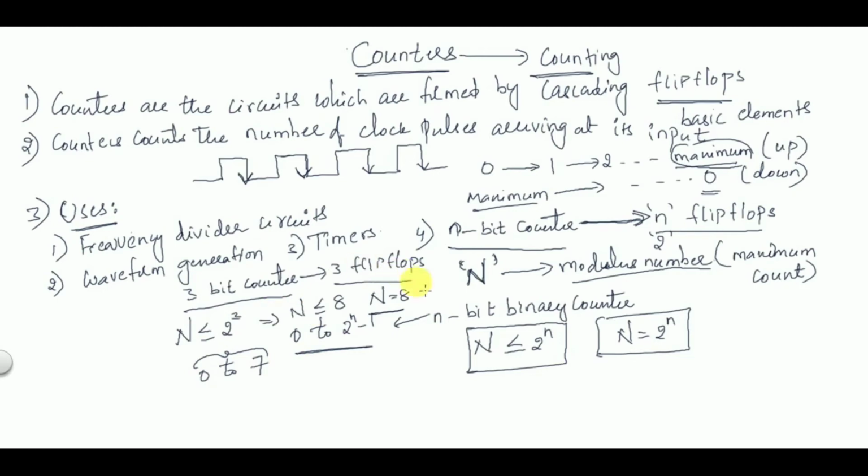So this is the concept here. An n-bit counter consists of n flip-flops, and the maximum modulus number should always be less than or equal to 2 power n. In that case, it counts from 0 to 2 power n minus 1. This is important. So this is about counters.